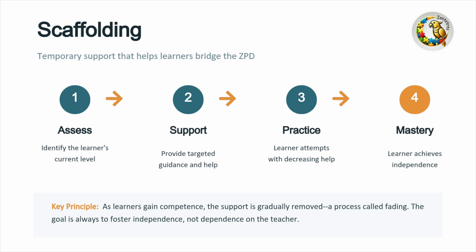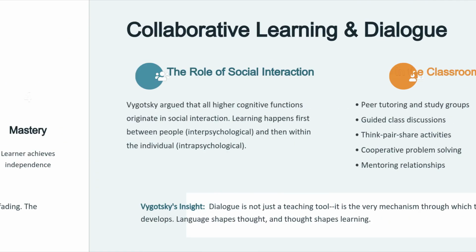Third, the learner practices with gradually decreasing levels of support. And fourth, the learner reaches mastery and can perform the task independently. The critical principle here is fading, the gradual removal of support as the learner becomes more competent. Effective scaffolding is responsive. It increases when the learner struggles and decreases as they gain confidence. The ultimate goal is always independence.